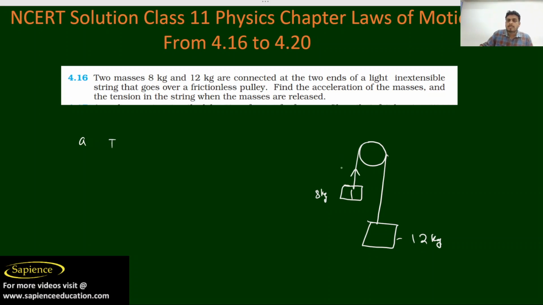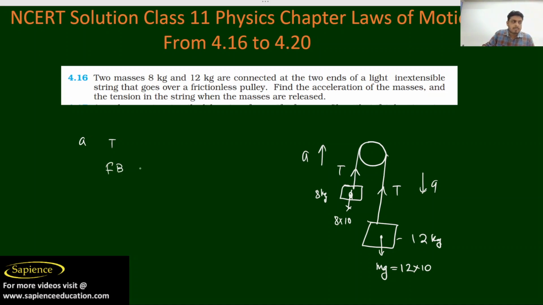So tension will act upward here, and here also tension will act upward, and the downward force will be mg, that is 12 into 10, and here also there will be the mg force, that is 8 into 10. Since acceleration is in the upward direction for this object, acceleration will be this, and in the other, acceleration will be like this. So I will use a free body diagram.